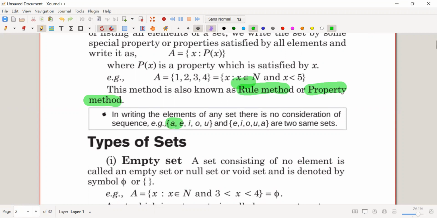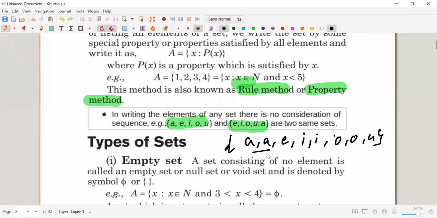Example, A-E-I-O-U or E-I-O-U. And also A-A-E-I-I-O-O-O-U. But I'll be considering only A once, E once, I once, O once, and U once. Right? In some questions, you'll be getting like this also.